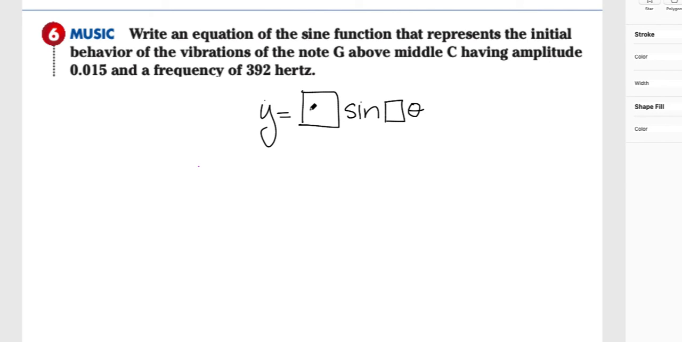Well, they gave us the amplitude, which is really helpful in this case. Of course, we know that we could have a positive or negative value here for this 0.015, or 15 thousandths, as it is there. But that's good enough for us right now. The next bit of information we need to deal with is the hertz. We know that the k value needs to go here. The k value is related to the period, and hertz is related to the period. Do you remember how the frequency is related to the period?